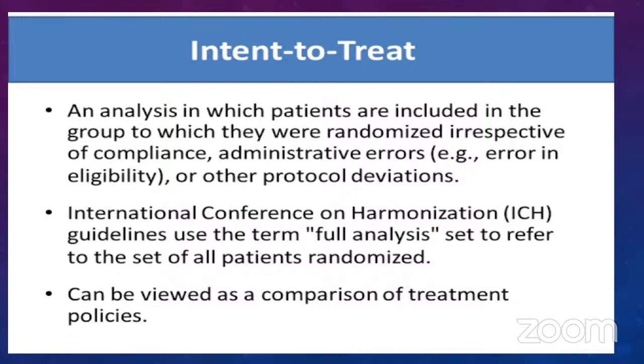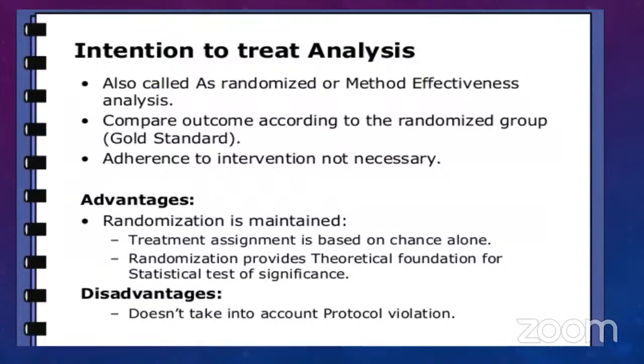Intent to treat is an analysis in which patients are analyzed in the group to which they began treatment. Like in the beginning, you split into two groups, one has an intervention, a new drug, and one has the standard of care. So intent to treat is the analysis in which patients are analyzed based on the group to which they were allocated. It is also called the gold standard.